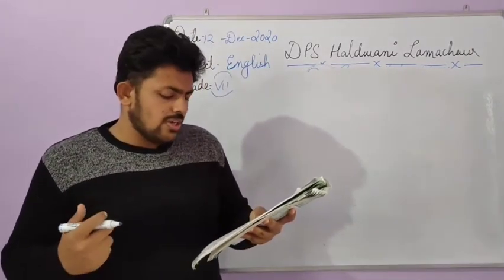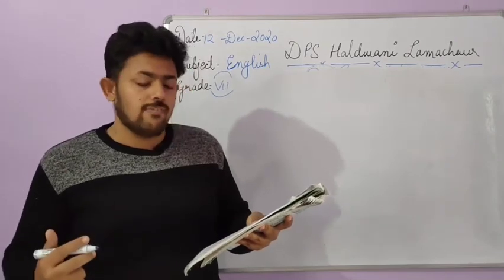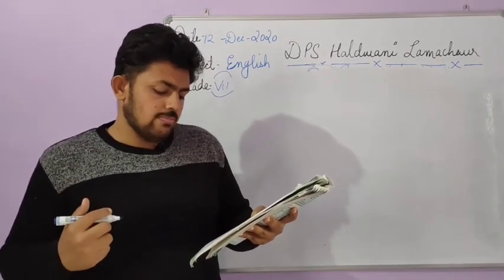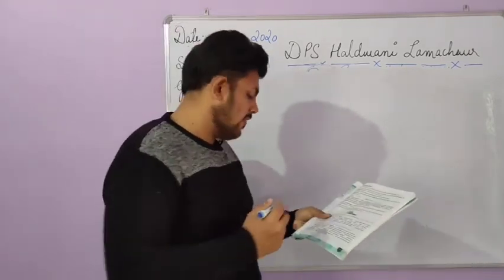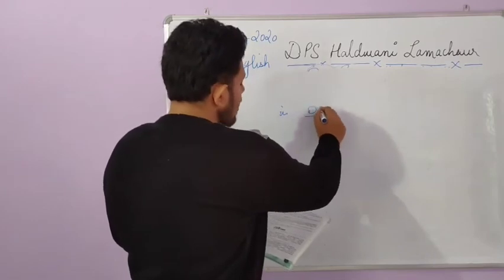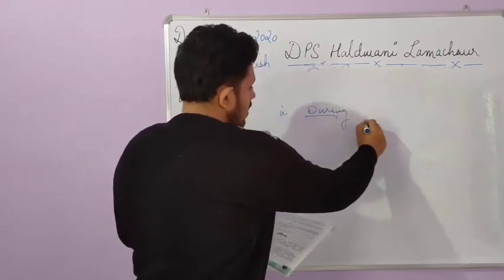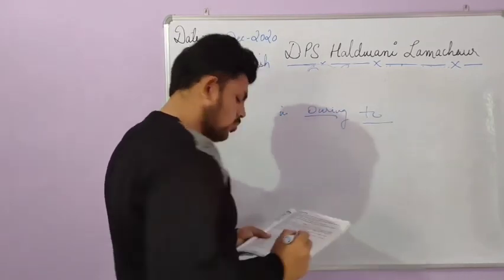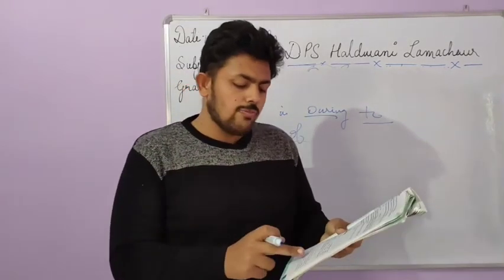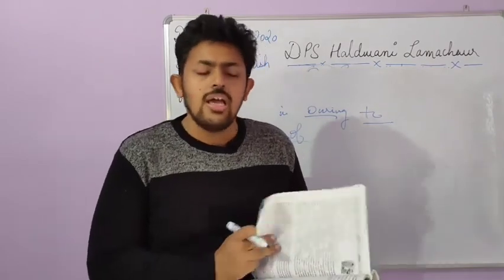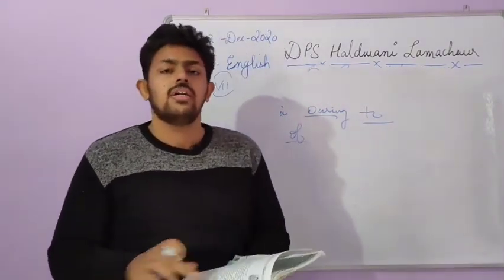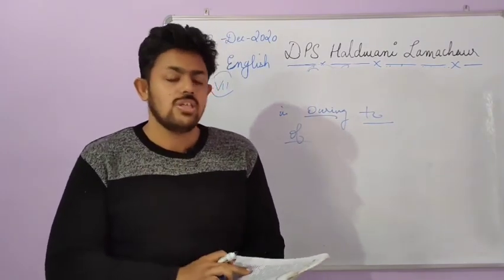During summer, I usually go to Lonavala because of the cool weather. So the first blank will be in, second will be during, third will be to, and fourth will be of. So this is how you have to do it. The rest of the blanks you have to fill on your own. I will be asking you in the Google Meet soon. On Monday I will be taking your Google Meet and I will ask you these questions.